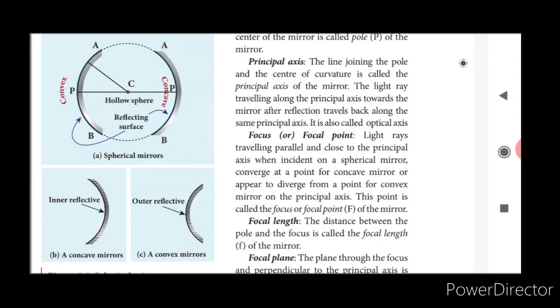The light ray traveling along the principal axis towards the mirror, after reflection, travels back along the same principal axis. It is also called the optical axis.